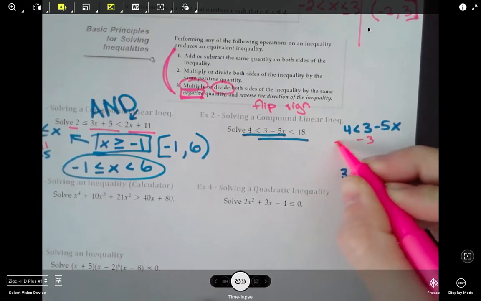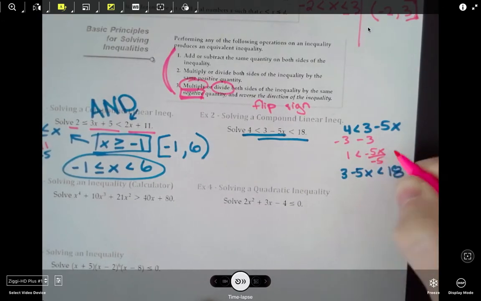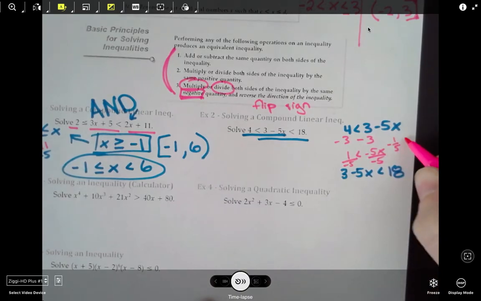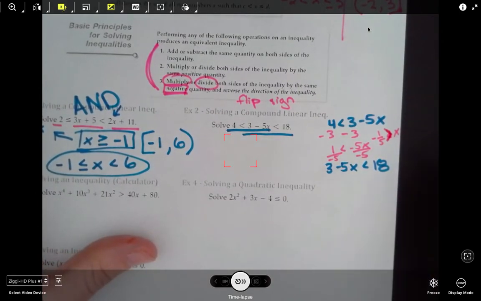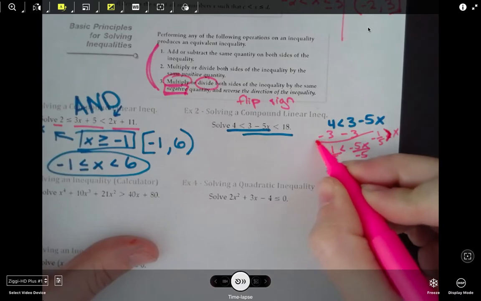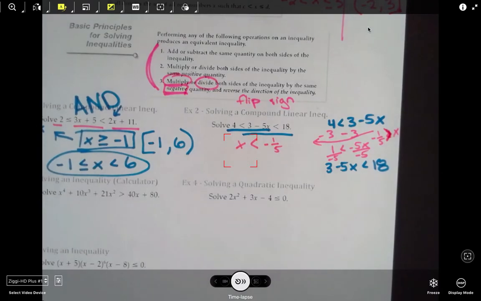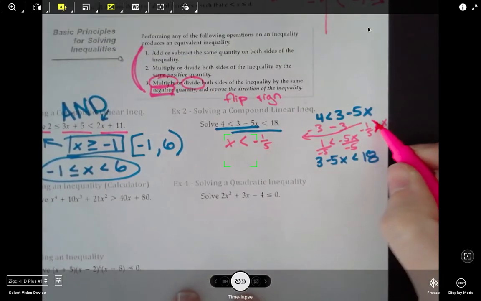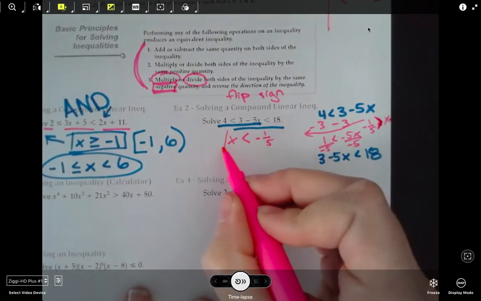Minus 3. So 1 is less than negative 5x. And then, yuck, divide by negative 5. So negative 1/5, I'm running out of room, less than, oh no, shoot, greater than. Yeah, did you flip it? Because we divided by a negative. Negative 1/5 is greater than x. Or, I'm going to write it over here, x is less than negative 1/5. I just make sure the arrow is always pointing the same direction of x. So if it's pointing toward x here, I want it pointing toward x when I flip it around. Okay, so that's one of the pieces.